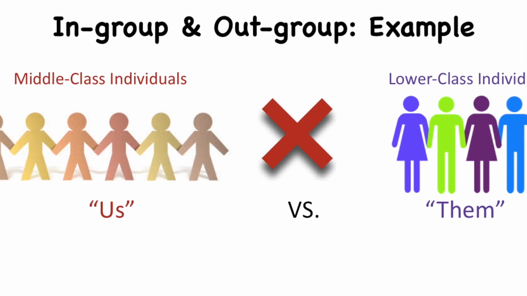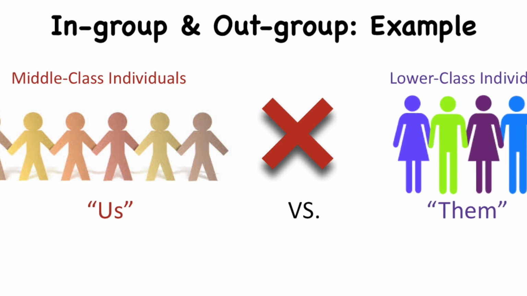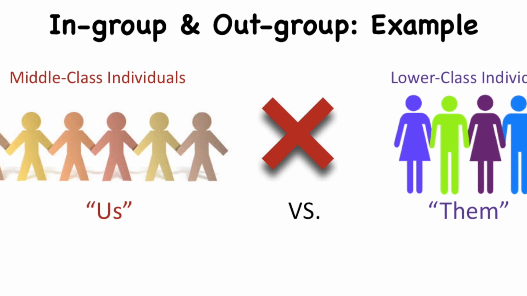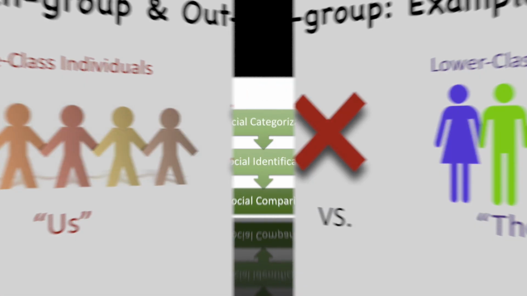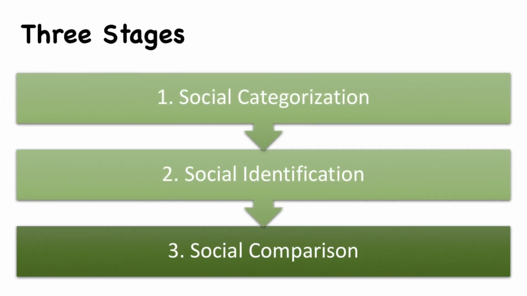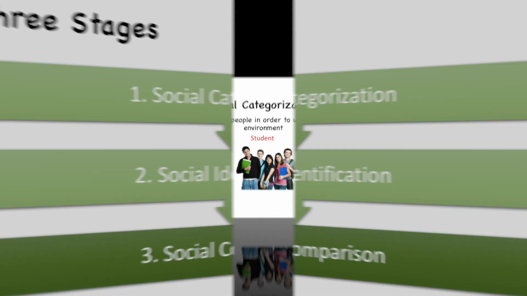Now that we have a better idea of what an in-group and out-group is, let's take a look at the three stages that create this in-group and out-group mentality. The three stages are the following: social categorization, social identification, and social comparison.